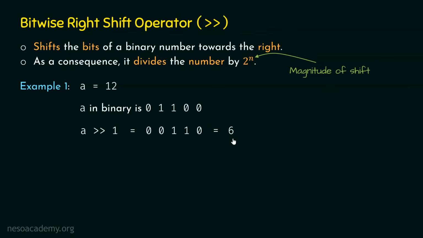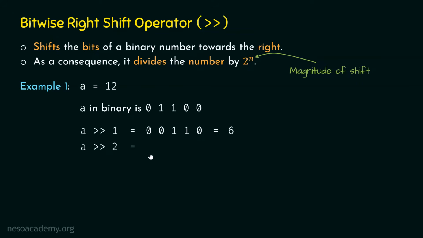Now let's see one more example to concrete this concept. Let's perform A right shift 2. This time the magnitude of shift is 2 and this bitwise operator is saying that shift all the bits of A 2 steps towards right. This means we need to shift all these bits twice. We have already performed the bitwise right shift one time. We just need to shift these bits one step towards right.